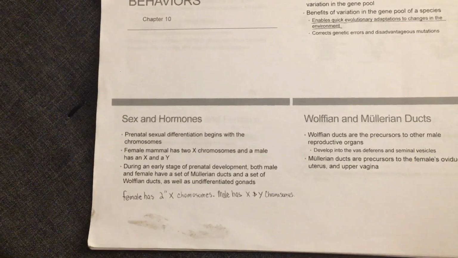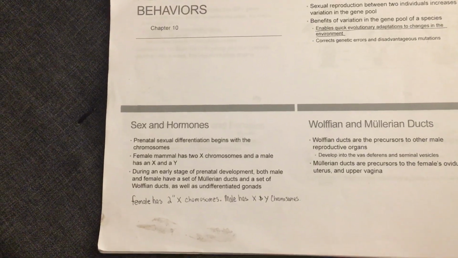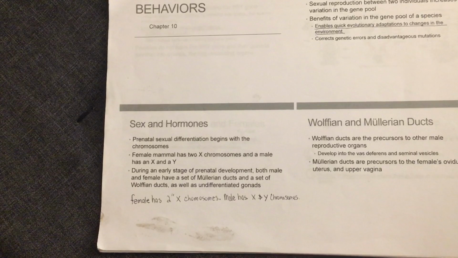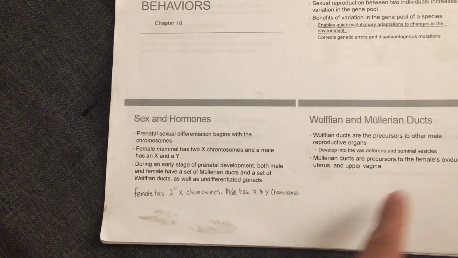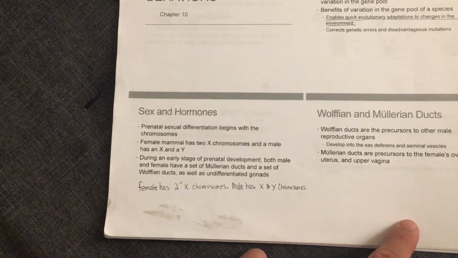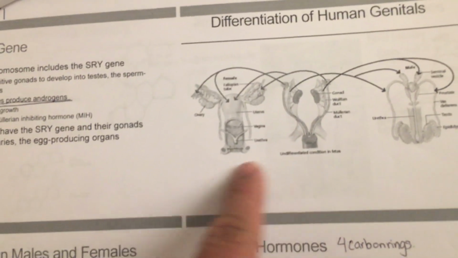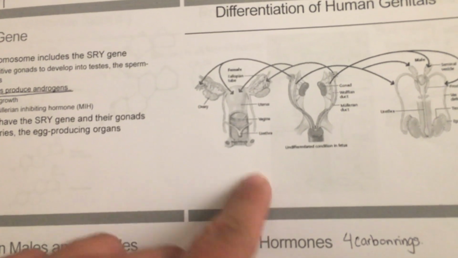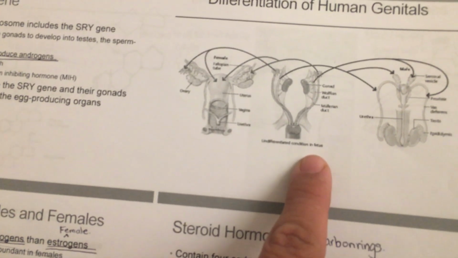Wolffian and Müllerian ducts. Wolffian ducts and the precursors to other male reproductive organs develop into the vas deferens and seminal vesicles. Müllerian ducts are precursors to the female's oviducts, uterus, and upper vagina. There's an image of the female genitals: vagina, urethra, inner here.